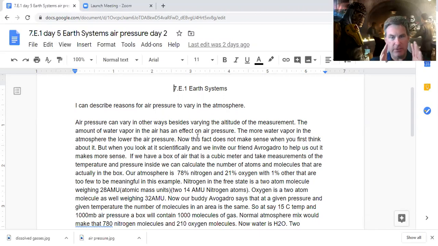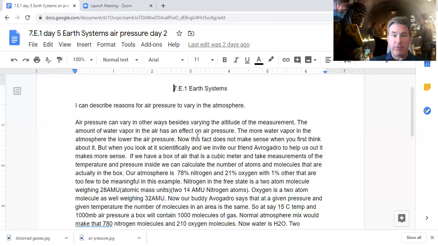So just listen to this whole thing before you go, man, it doesn't sound right. Just listen. All right, so when you look at it scientifically, and we invite our friend Avogadro to help us out, it makes more sense. If we have a box of air that is a cubic meter, so basically a meter by a meter by a meter, right? So we're talking about a box of air.